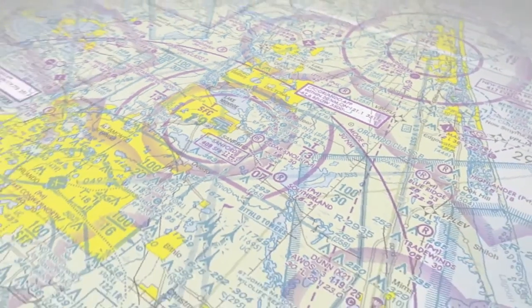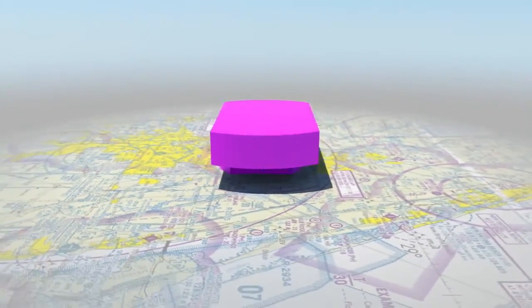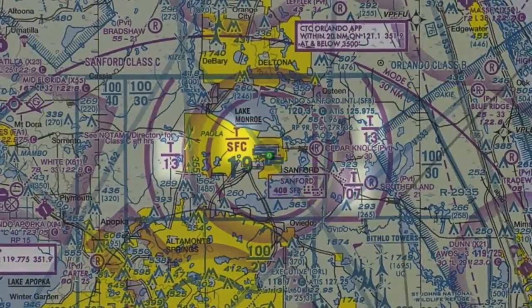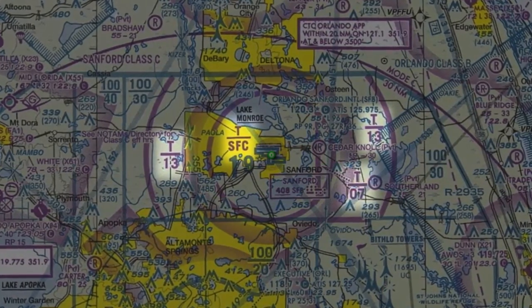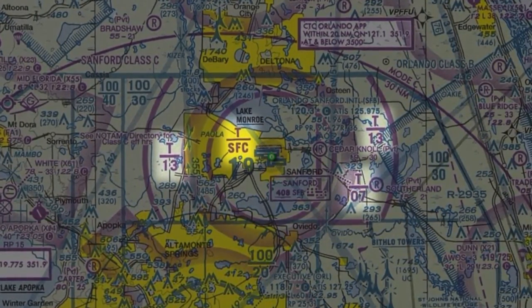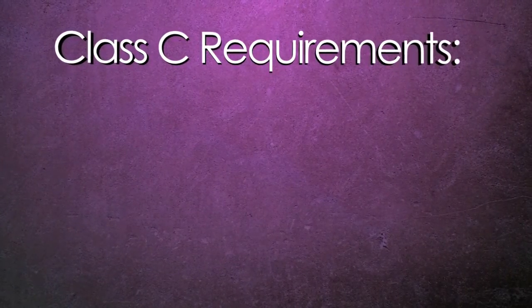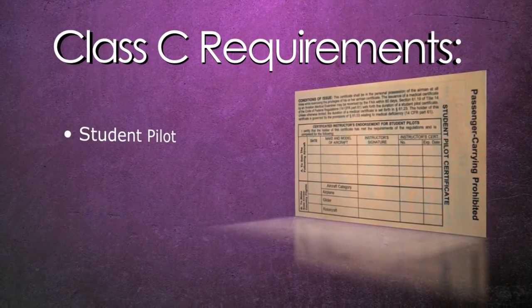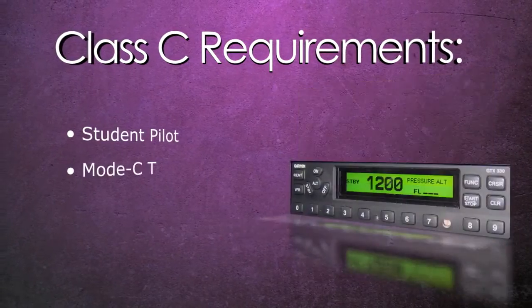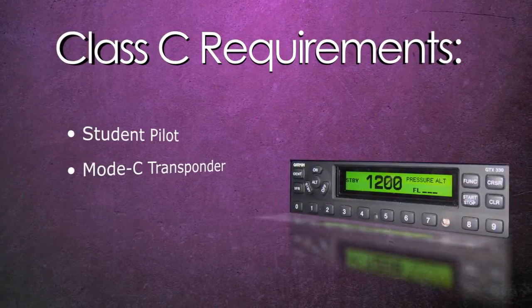Some Class C airports, like Orlando Sanford, lie underneath Class Bravo. Airspace like this may have custom dimensions that extend up to the floor of the Class Bravo. The requirements to operate in Class C are as follows. Pilots must be rated at least a student pilot. Aircraft must possess a Mode C transponder.